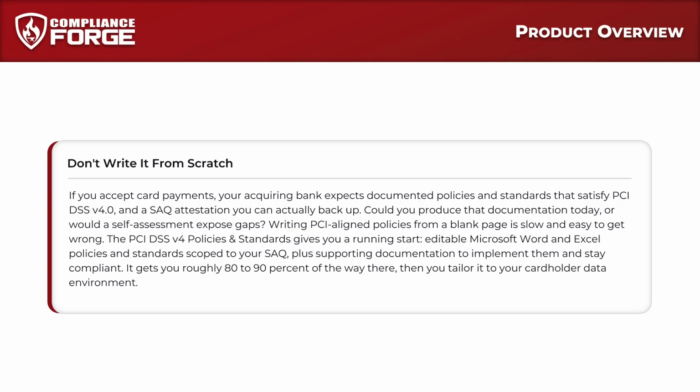Writing PCI-aligned policies from a blank page is slow and easy to get wrong. This product gives you a running start: editable Microsoft Word and Excel policies and standards, scoped to your SAQ, plus supporting documentation to implement them and stay compliant. It gets you roughly 80 to 90% of the way there. Then you tailor it to your cardholder data environment.